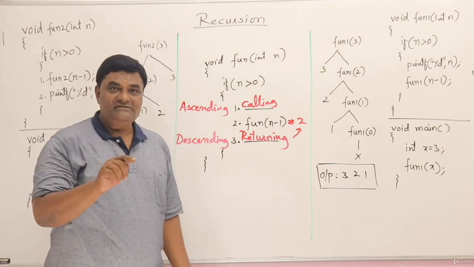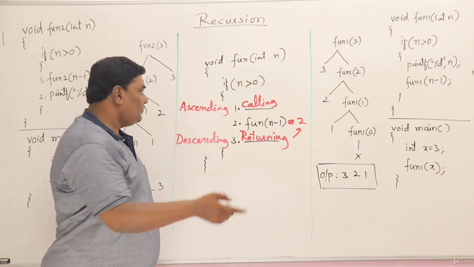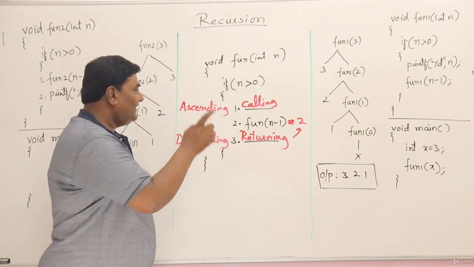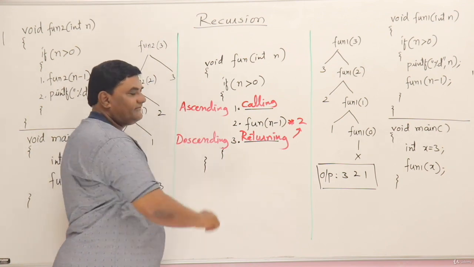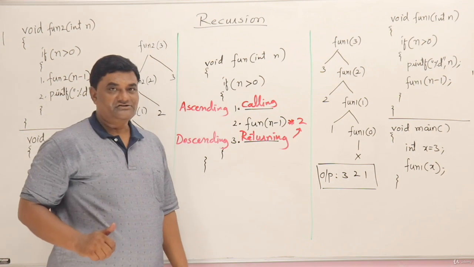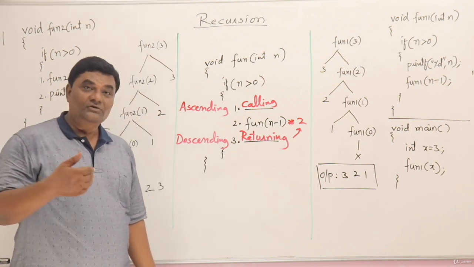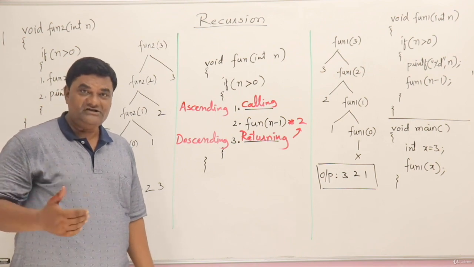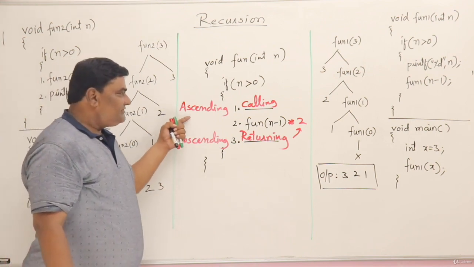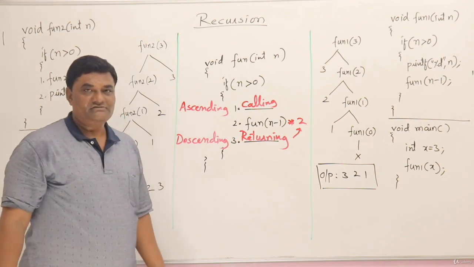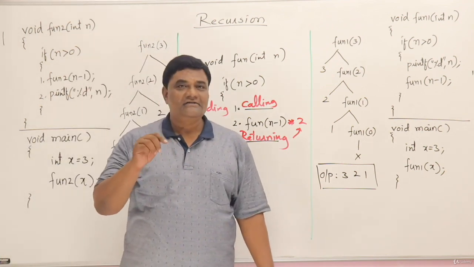But the difference is a loop will have only the ascending phase, but a recursion will have ascending as well as descending phase. So that is the strength or power of recursion, that you can utilize or exploit it for writing code easier. So these two phases are there. The descending phase is there only in recursion. So that's all. I end here in this video.